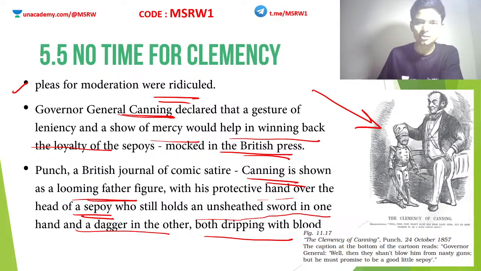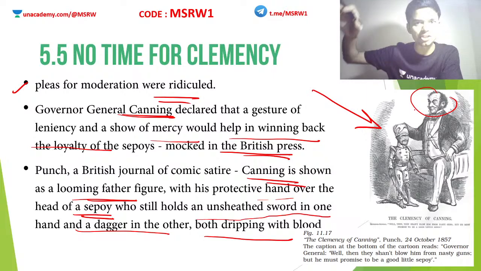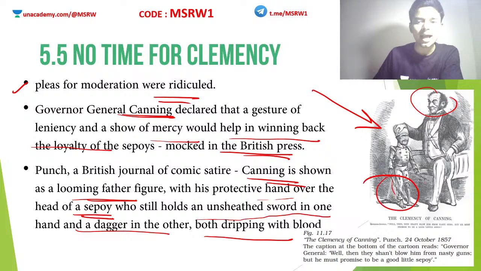Look at this image. Okay, in this you can see Lord Canning here, one hand placed over the head of a shipboy, and this shipboy has a sword in one hand and a gun in another hand. Both of them are dripping with blood. What does this mean? This means that the shipboy has actually attacked and killed many people, many Europeans, and now Canning is actually trying to be a fatherly figure to him.